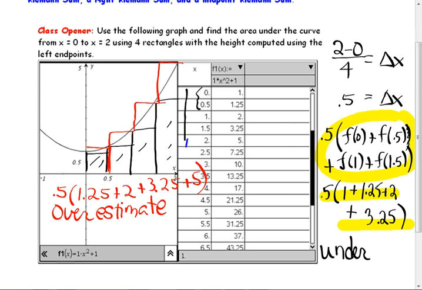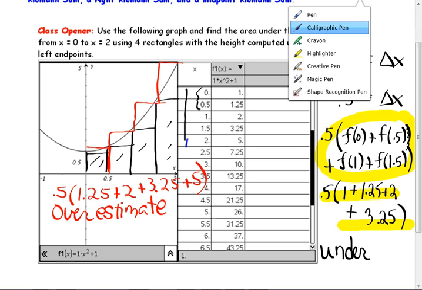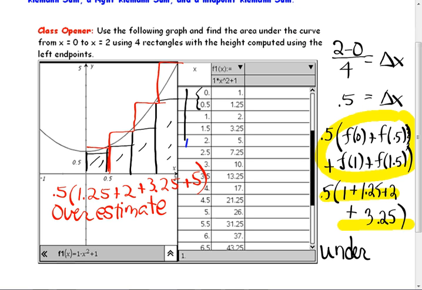Yeah. How do I do the midpoint? Midpoint's going to be trickier. So you're going to have to find the midpoint here, and now you're going to have to use the function. So you're going to find the height of the rectangle at the midpoint. Midpoint is the best estimate. What is the function? It's x squared plus 1.